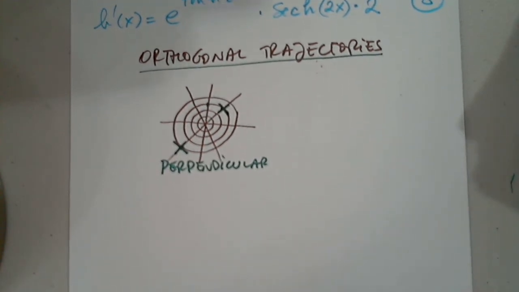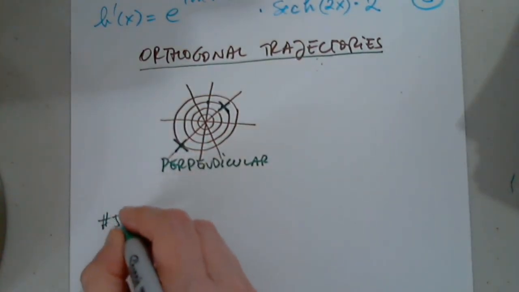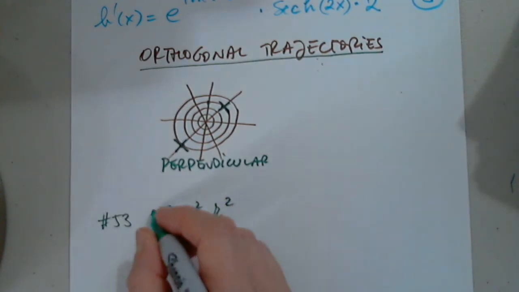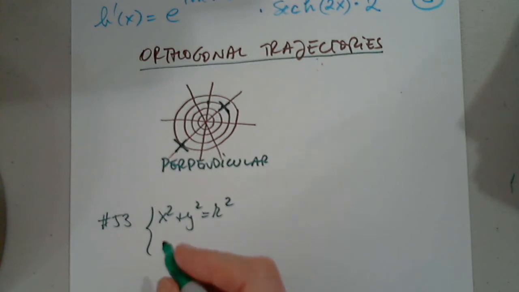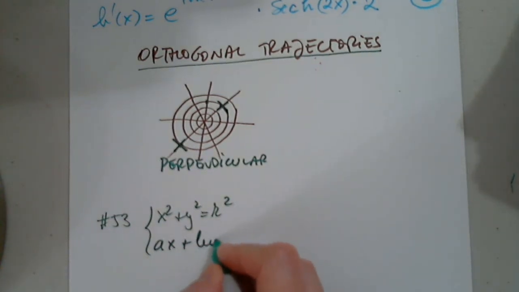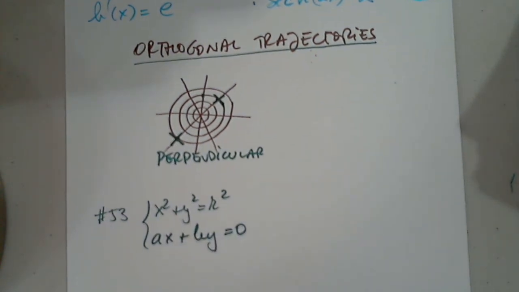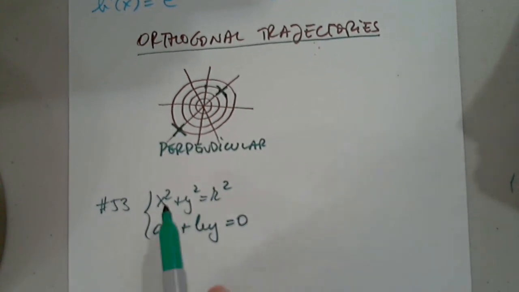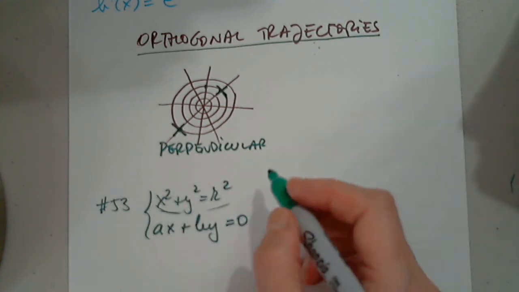Let's look at the 53. X squared plus y squared equals r squared. Can anyone tell us what that is? And then ax plus by equals 0. Can anyone tell us what this is? Equation of a circle. Very good.